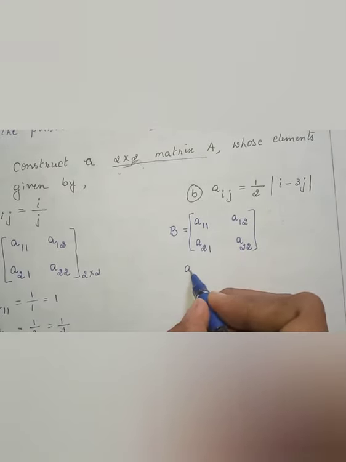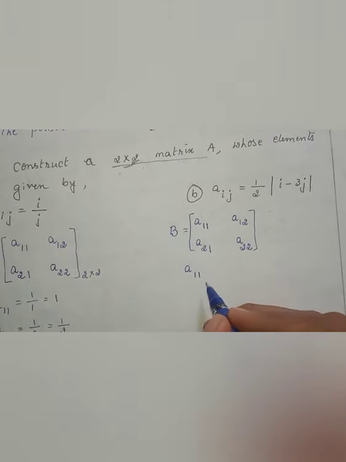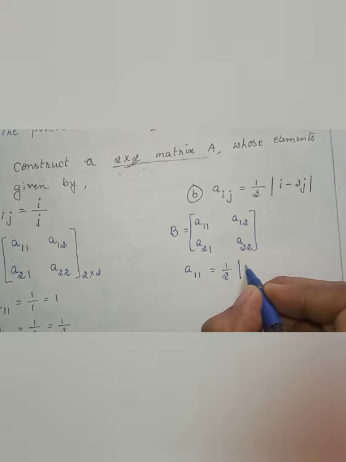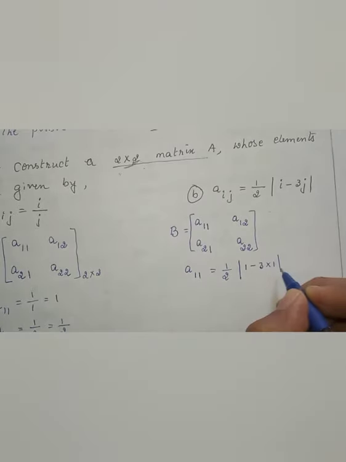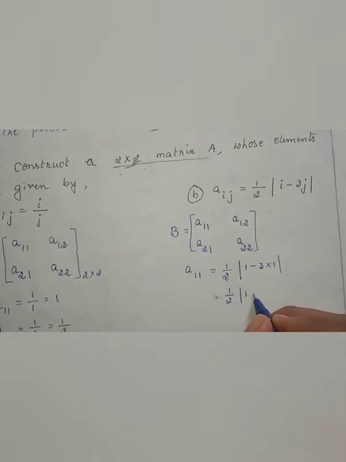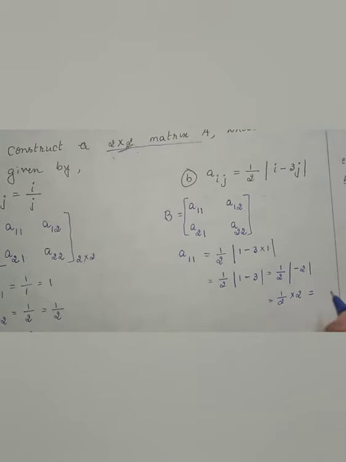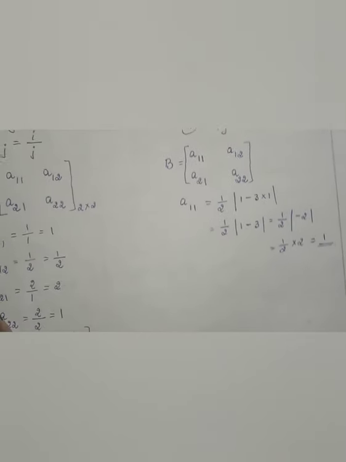Let's find the value A11. I is 1, j is 1. Substitute carefully. 1 by 2 modulus of 1 minus 3 into 1. So this is 1 by 2 into modulus of 1 minus 3. So this is 1 by 2 into modulus of minus 2. What is the modulus of minus 2? Modulus of minus 2 is 2. Therefore, 2 into 1 by 2 is equal to 1. The first entry A11 is 1.